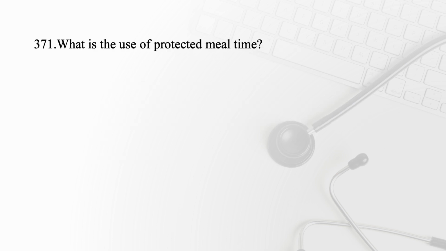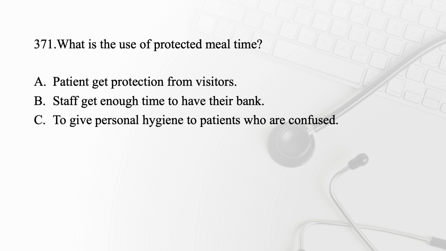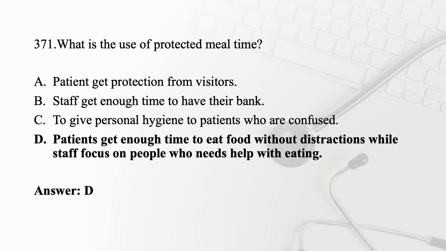Question number 371. What is the use of protected meal time? Option A. Patients get protection from visitors. Option B. Staff get enough time to have their break. Option C. To give personal hygiene to patients who are confused. Option D. Patients get enough time to eat food without distractions while staff focus on people who need help with eating. The correct answer is option D. Patients get enough time to eat food without distractions while staff focus on people who need help with eating.